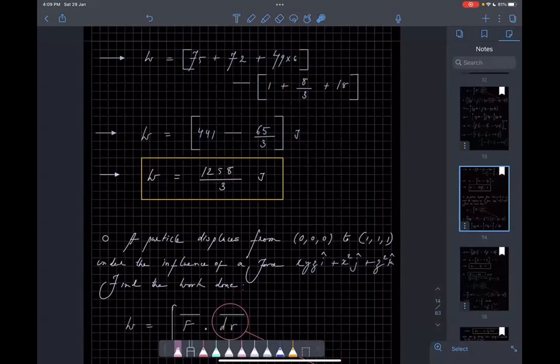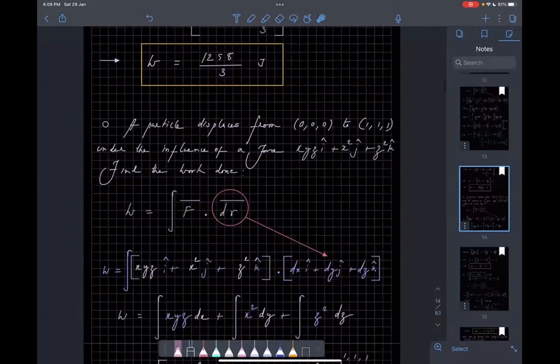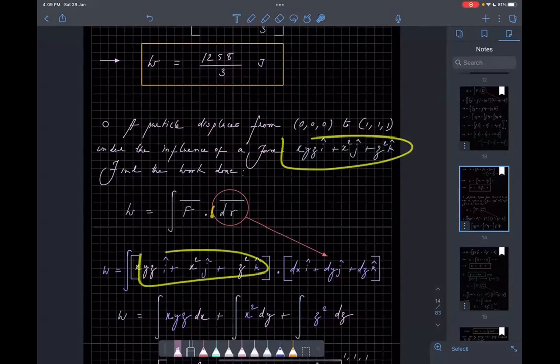Clear? Okay. Now, for example, a particle displaces from 0, 0, 0 to 1, 1, 1 under the influence of this force. What is the work done? Same story again. Work is equal to integral of F dr. In place of F, I'll write this. In place of dr, I'll write dx i cap, dy j cap, and dz k cap. You're understanding this, right?